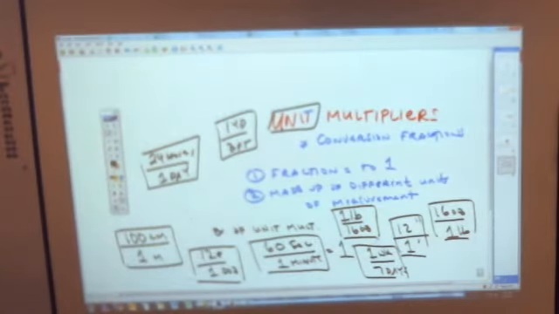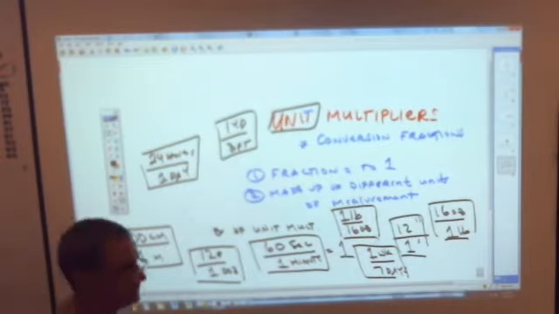You know, 5,280 feet or a mile. A mile is 5,280 feet. 1 basket, 2 points, unless it's a 3-pointer. I don't know, or a free throw.